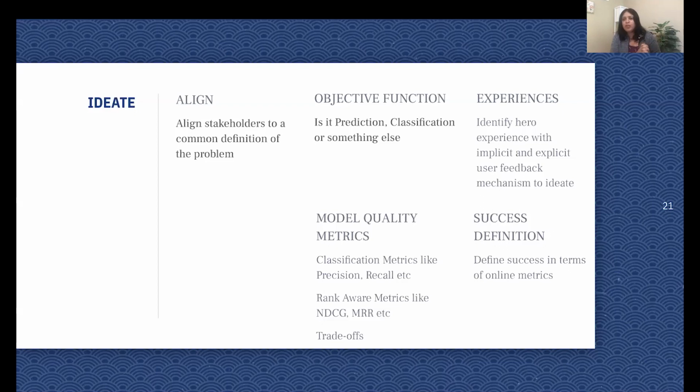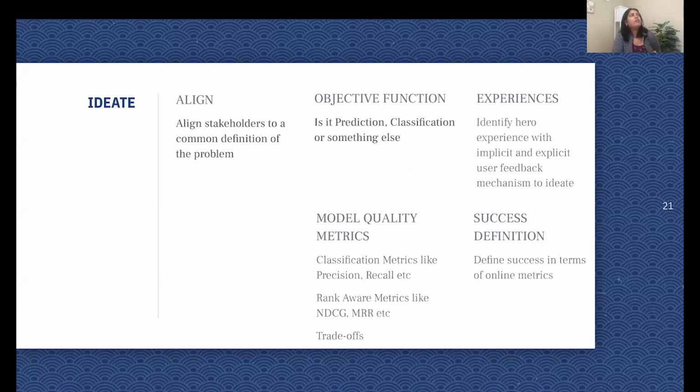And of course, then you have model offline metrics or model quality metrics. Those could be classification metrics like precision and recall. Think of precision like a measure of exactness, whereas recall as a measure of completeness. Carrying on, there are other rank-aware metrics like normalized discounted cumulative gain that speak about relevance in search results. And then the final part is trade-offs.